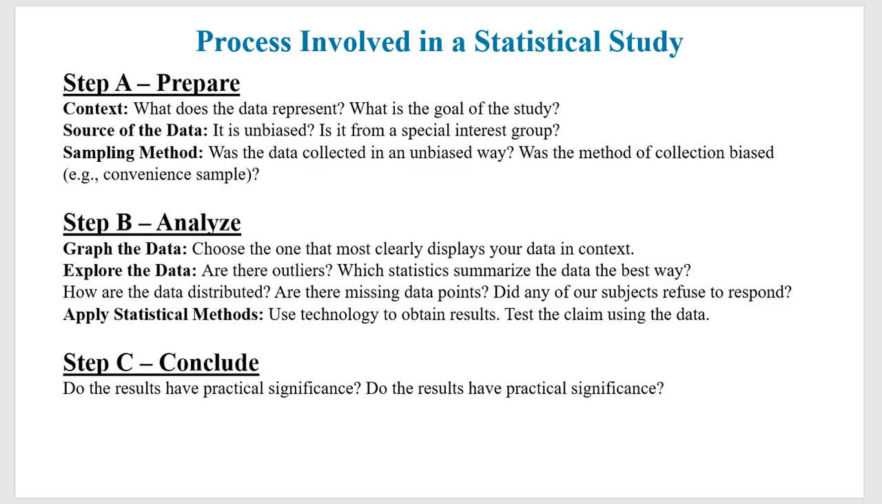There are lots of different ways to summarize the data. So what's the best way for our data to do that? How was the data distributed? If we look at it on a graph, is it all bunched up? Is it spread out? Are there data points that are missing? That could be a problem. And were there people who we tried to survey, but they refused to respond? That's another thing that we might want to look at.